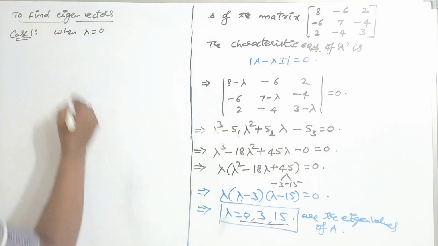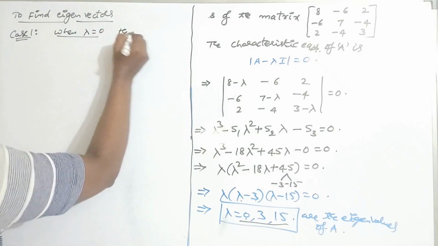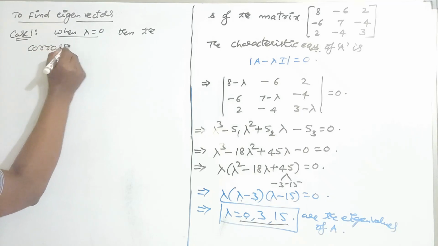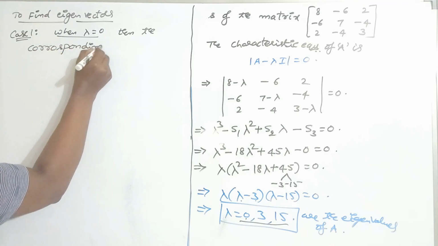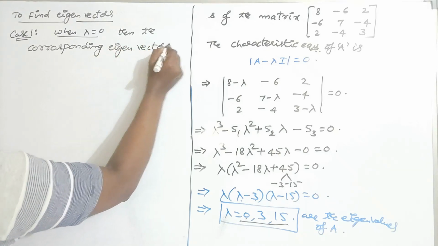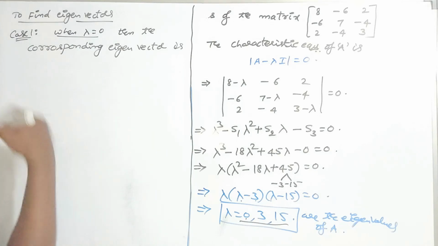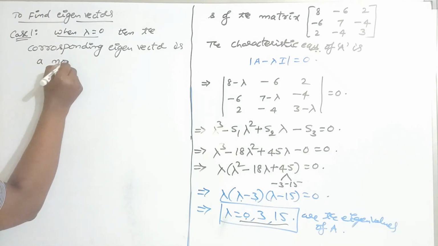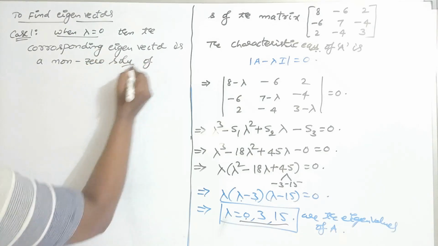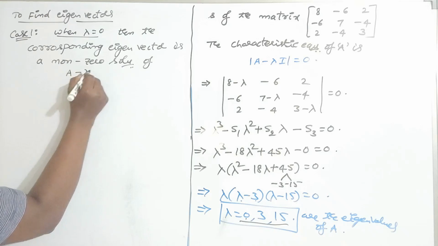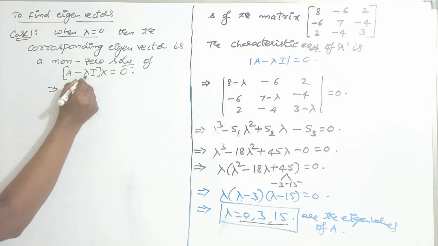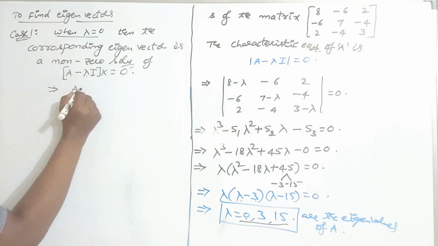You can take any one. Then the corresponding eigenvector. What is the definition of eigenvector? An eigenvector is a non-zero solution of the homogeneous system A minus lambda I of x is equal to O. Here lambda is equal to 0. So A minus 0 is just A.